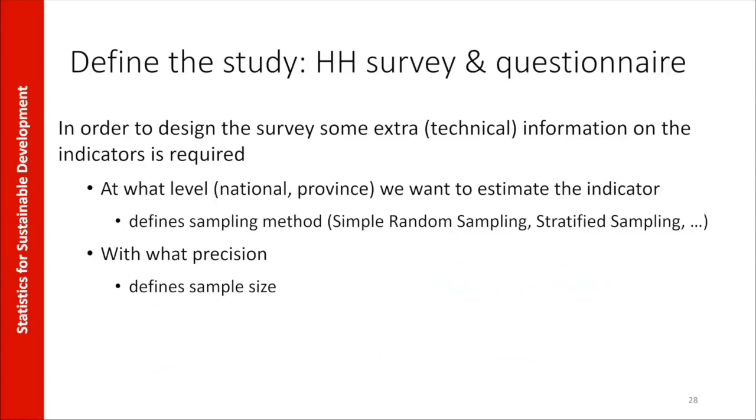So at what level do we want to report? We want to report at the national level, at the provincial level, at the district level. And this has implications on how this survey is carried out and what the sample size and the sampling methods are. And also, what is the precision we want to achieve? This is something that we are going to discuss in the coming webinars, but defining the precision of the estimates has consequences on the sample size that will be needed.